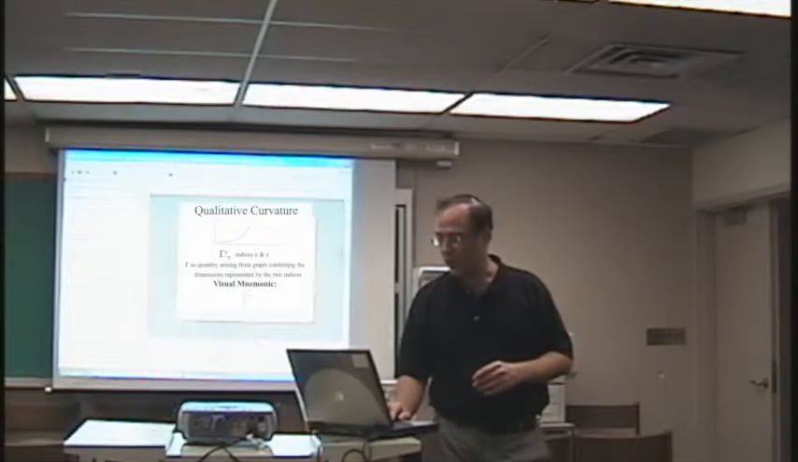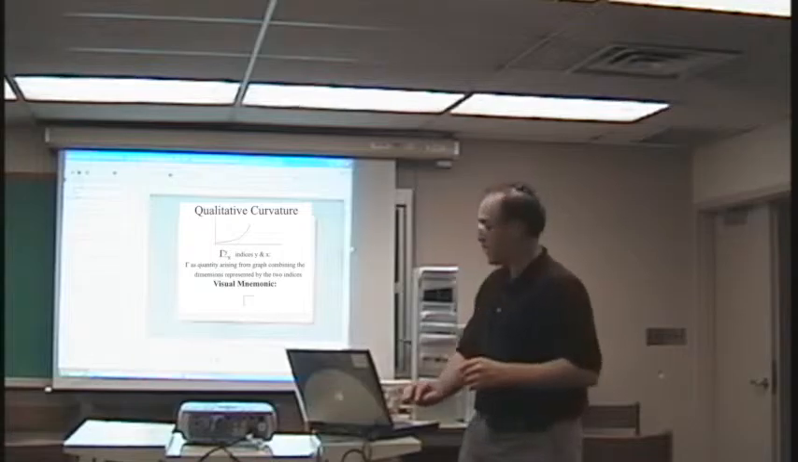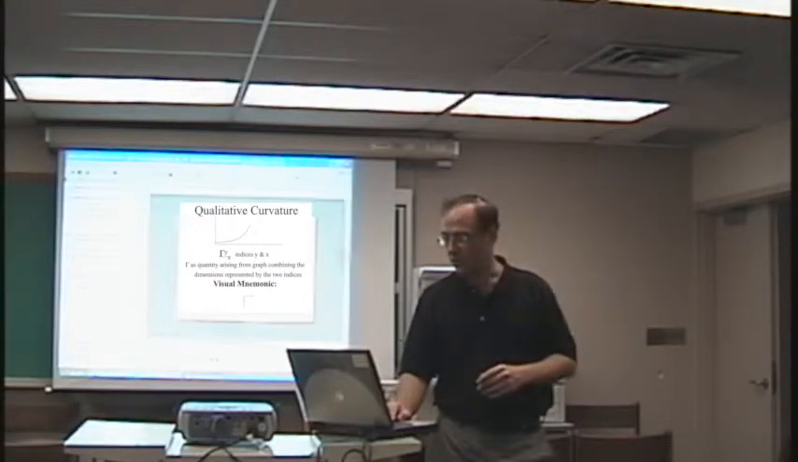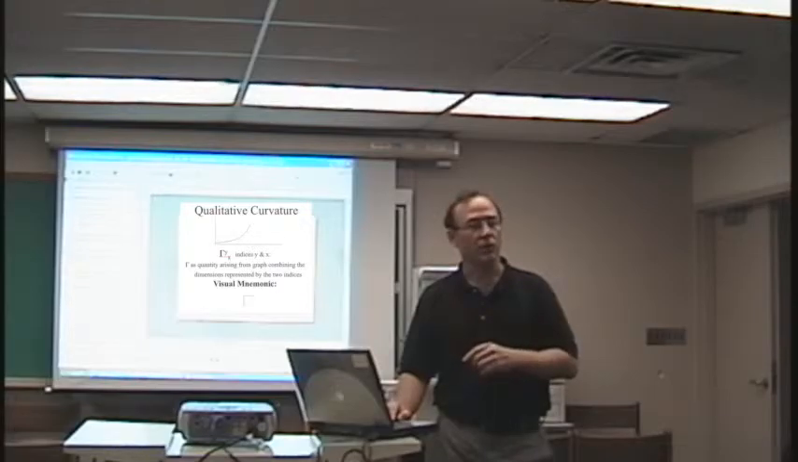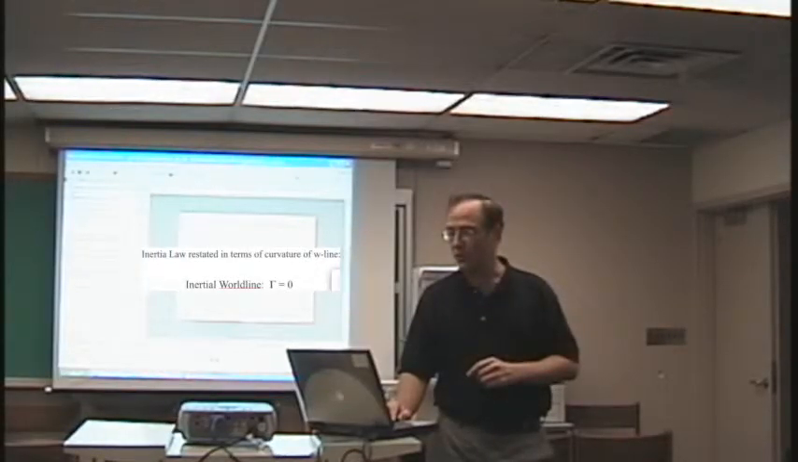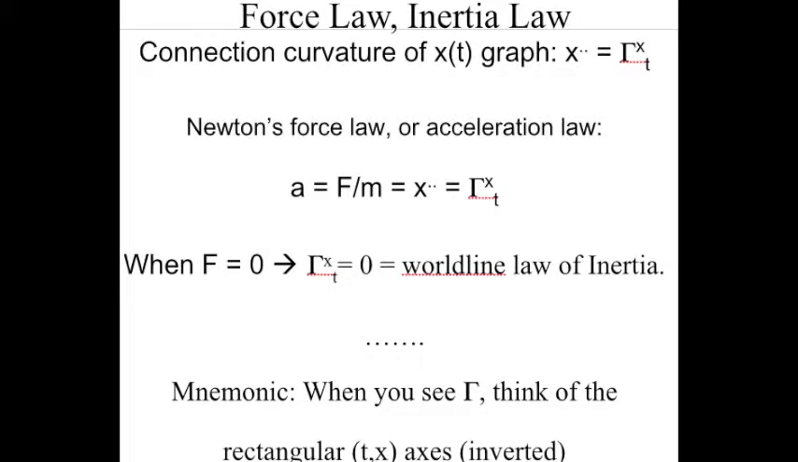What I mentioned, the gamma yx, where the indices will tell you which are the two axes that you're talking about. If it's a world line, then you'll have t rt, like this gamma rt. And of course, in the full theory, you'll have more indices. The inertia law related in terms of curvature world line is gamma is equal to 0.